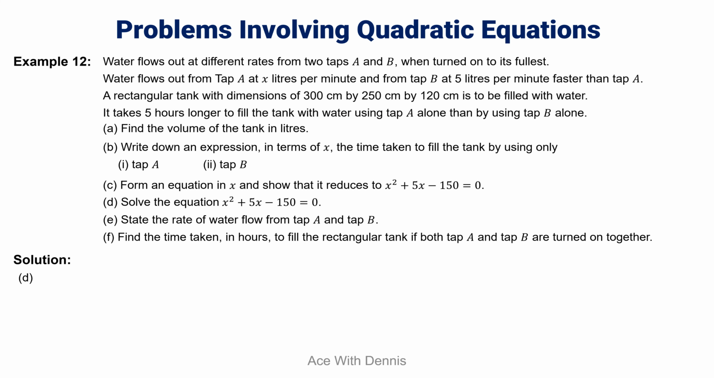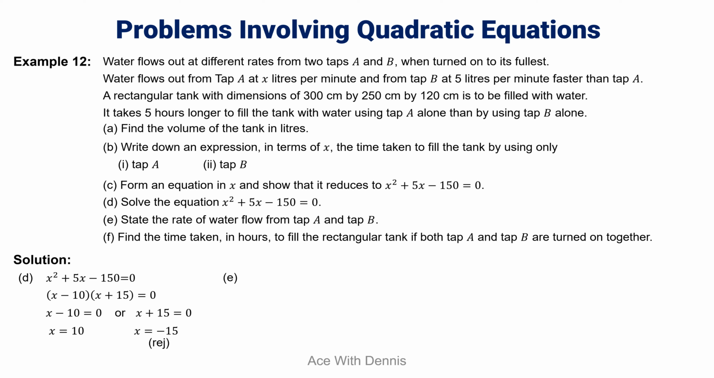Okay, so for D, now we can start to solve the equation x squared plus 5x minus 150 equal to 0. So we factorize, we have x minus 10 times x plus 15 equal to 0. So solve them separately, x minus 10 equal to 0 or x plus 15 equal to 0, which means x equals 10 or x equals negative 15. So for this case, I will have to reject the negative value because x is the rate of the water as mentioned here, right? So it doesn't make sense to have a negative value.